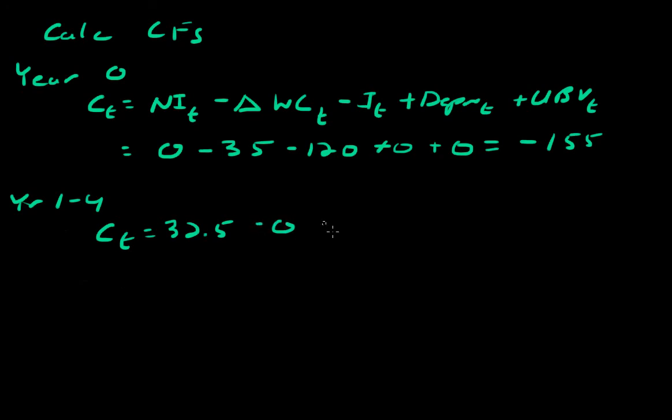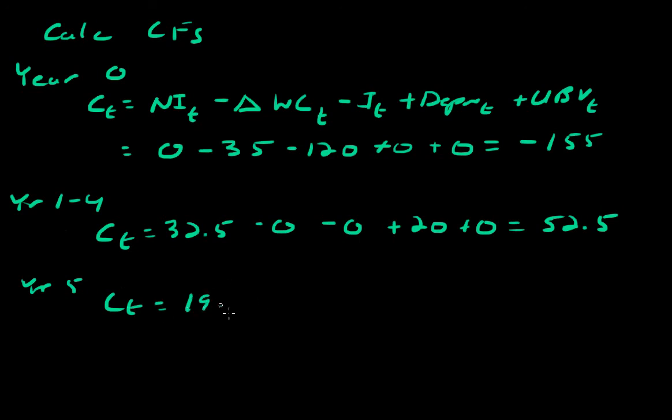Our working capital is not changing. We don't do any further investment. We do have the depreciation of 20, and we don't have any UBV adjustments. So we have 52.5. And then finally, in year 5, what does it look like? Well, we have net income of 19.5. So again, I'm going to be using this general formula.